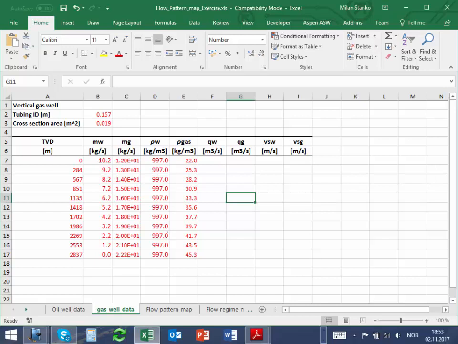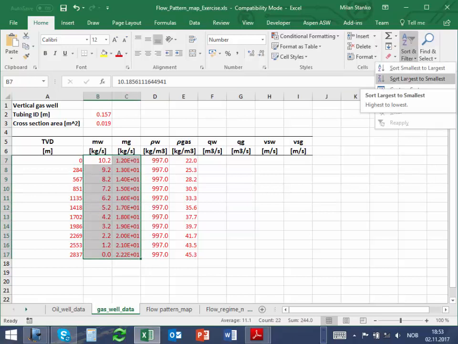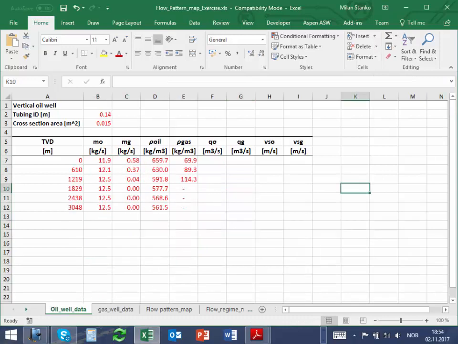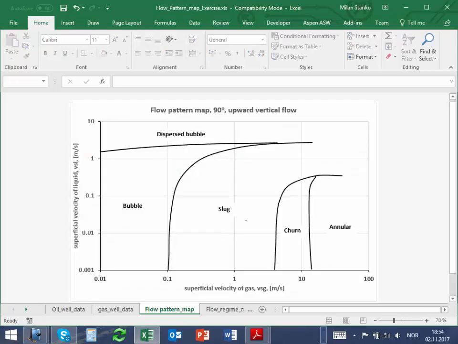Okay? Yes? Okay. So just please do that. You select this data and you say sort from largest to smallest. And please calculate the local rate, the superficial velocity. Remember, that's the rate divided by the cross-section area of the pipe. And then plot it on the flow pattern map, both, okay?